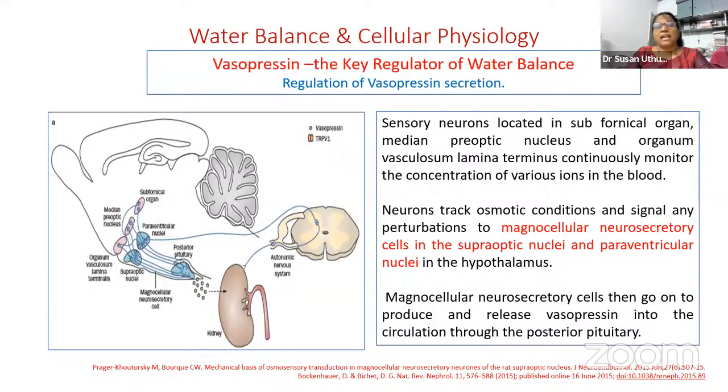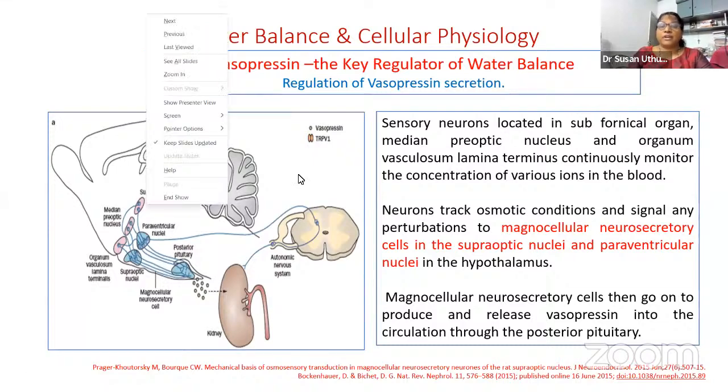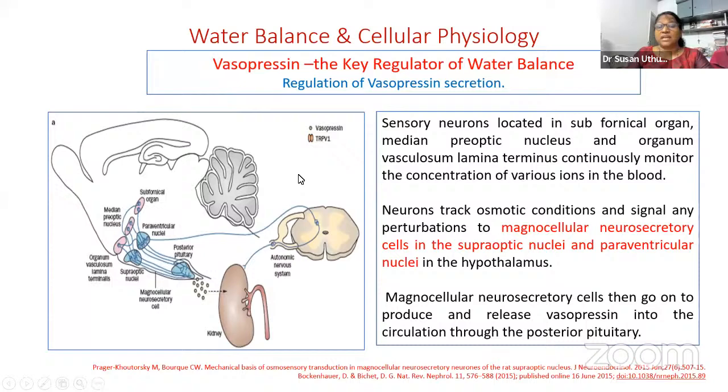And so water balance is actually regulated in the body. Let us look at what is happening in the brain. Vasopressin is the key regulator of water balance, and the regulation of vasopressin secretion is happening with a lot of control mechanisms that are there in the hypothalamus and the pituitary.